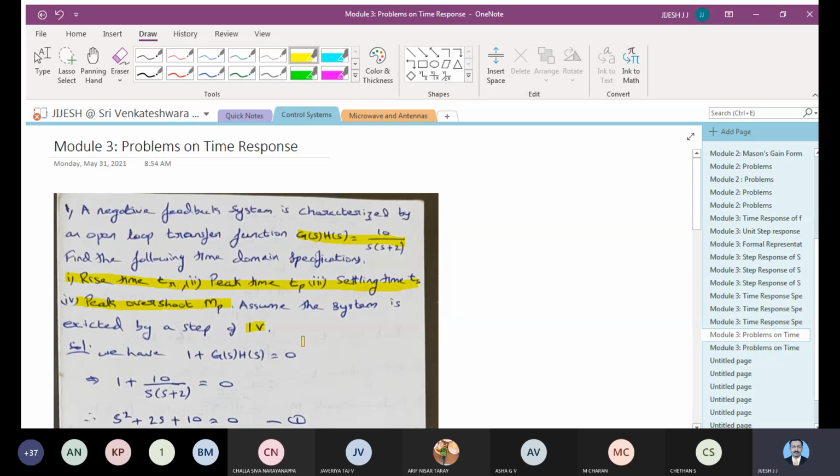So we will be taking 1 plus G(s)H(s) is equal to 0. All of you first note down this equation, then we will find all the 4 parameters and see how to solve it. It's very easy. Just use the equation, substitute it and solve it. It's not difficult, and everyone can do it. The only requirement here is that you need to remember the equations for rise time, peak time, settling time, and peak overshoot Mp. So all of you note down this problem.